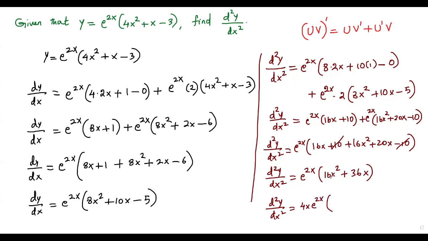So when I factor 4x out from this 16x square, then I have just 4x in the first term and just 9 in the second term. Because if I distribute this 4x to 4x, it will be 16x square. If I distribute this 4x to 9, it will be 36x. Okay, so I got the second order derivative for the given function. That is 4 times x times e to the power 2x times 4x positive 9.